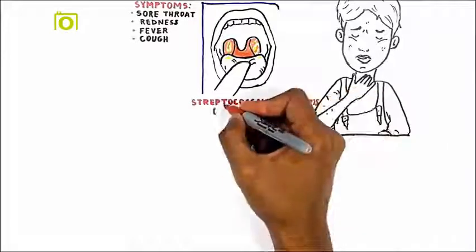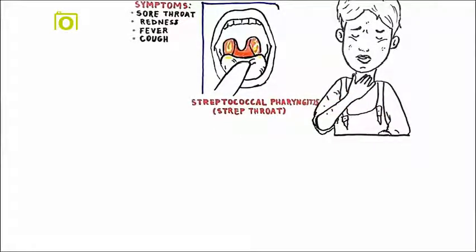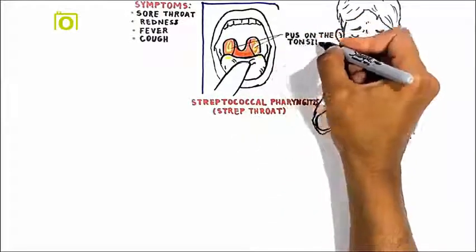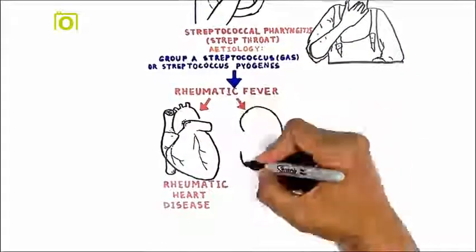Streptococcal pharyngitis, or strep throat, is a common form of pharyngitis in children. In addition to the above-mentioned symptoms, streptococcal pharyngitis is also characterized by pus on the tonsils, and can lead to complications such as glomerulonephritis.